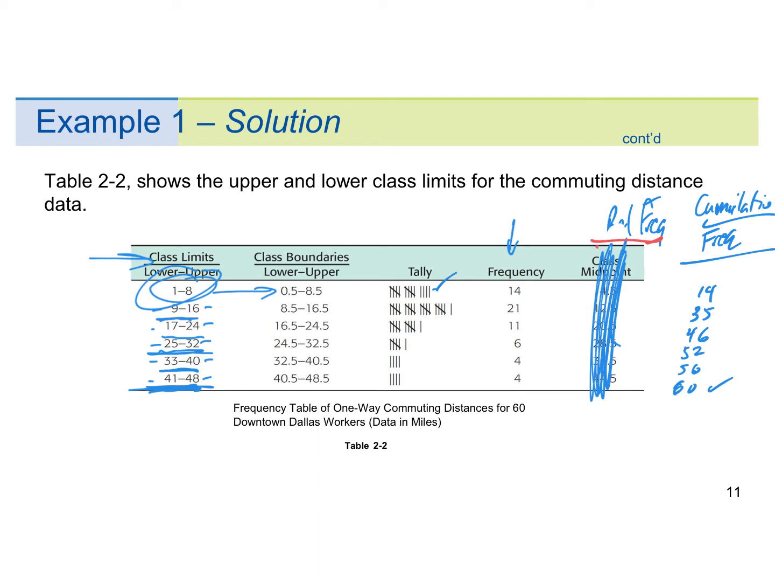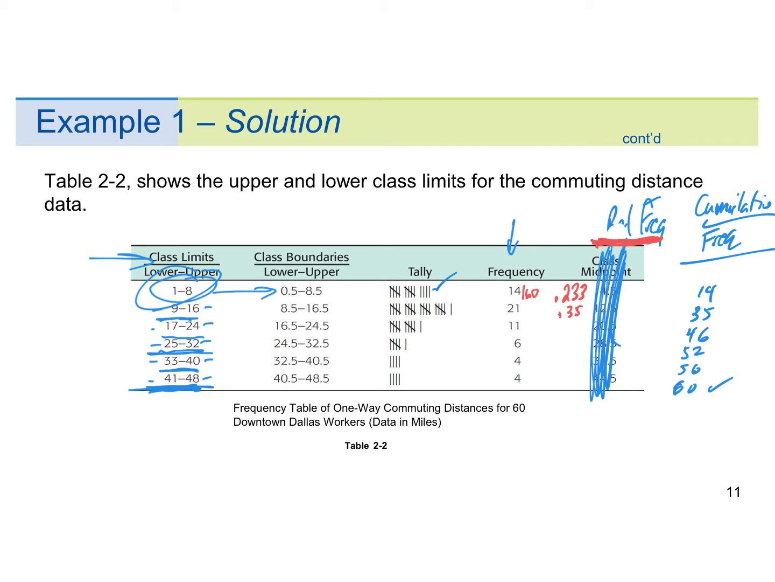And now relative frequency. What we're going to do is take this 14 and divide it by the total number, 60. So 14 divided by 60 is 0.233. I'm going to ask you to go to 3 decimal places. Then you're going to take 21 and divide it by 60, and that gives you 0.35. It terminates, so 2 decimal places.